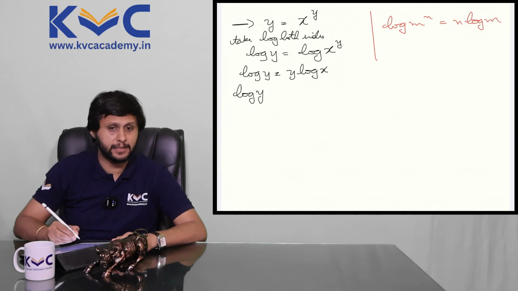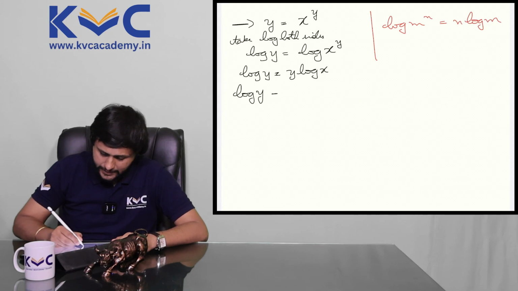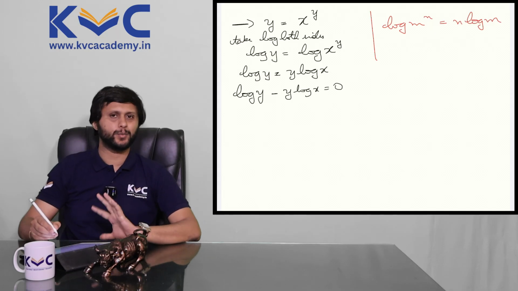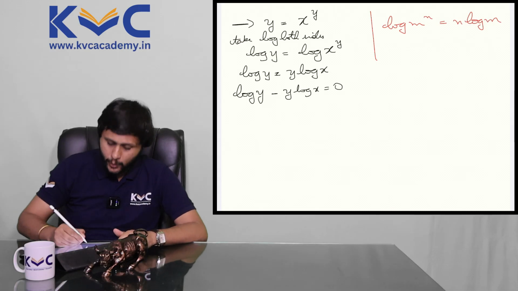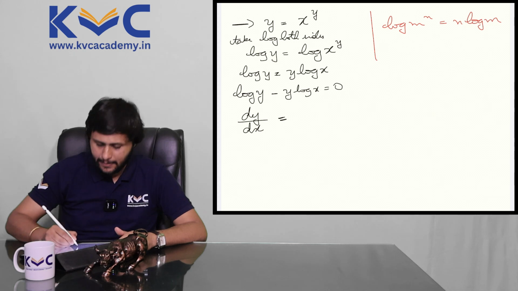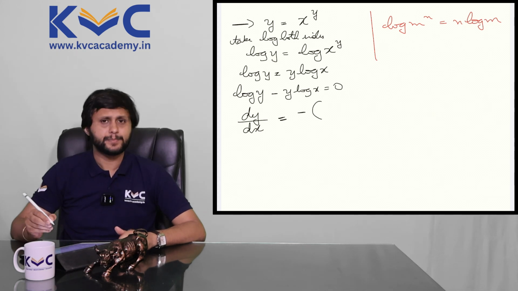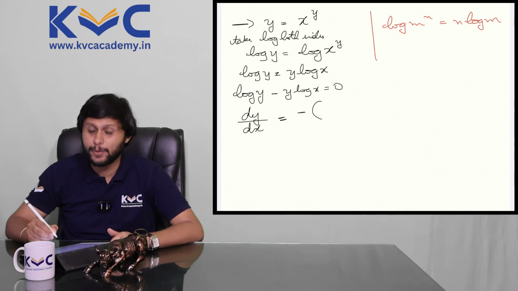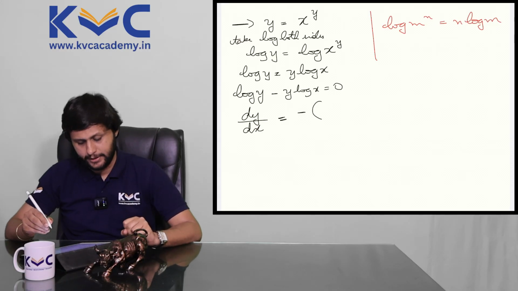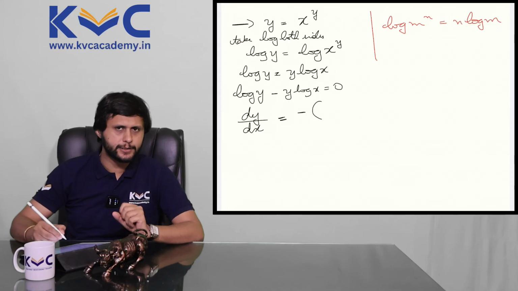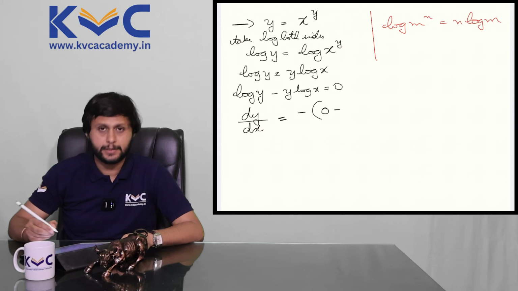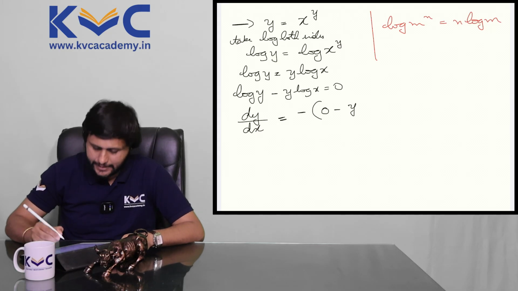So I get everything on one side. The rule for implicit function is log y minus y log x equal to 0. Get everything on one side. After that, what should we do? We should write dy by dx on the left hand side equal to right hand side minus sign outside. Differentiate with respect to x, keeping y as constant. That means we are assuming y is constant. If y is constant, log y is also constant. Differentiation of constant 0 minus y is constant. I'll keep y as it is.